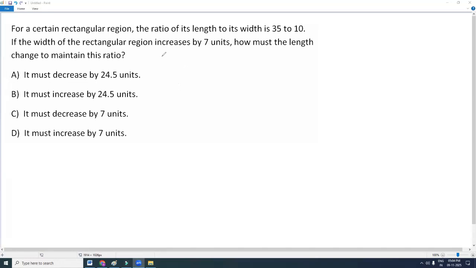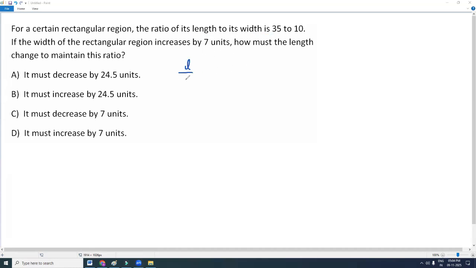For a certain rectangular region, the ratio of its length to its width is 35 to 10. If the width of the rectangular region increases by 7 units, how must the length change to maintain this ratio? Here we have the ratio of length and width of the rectangle, that is 35 to 10.